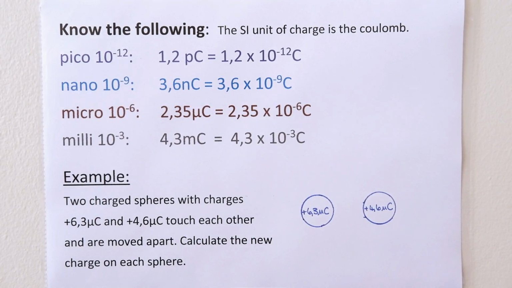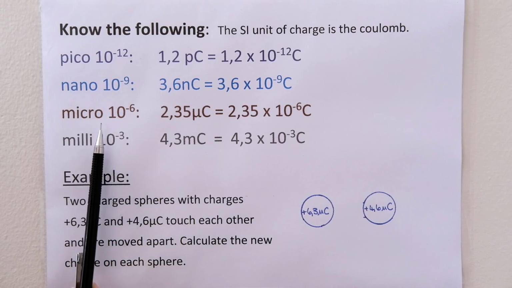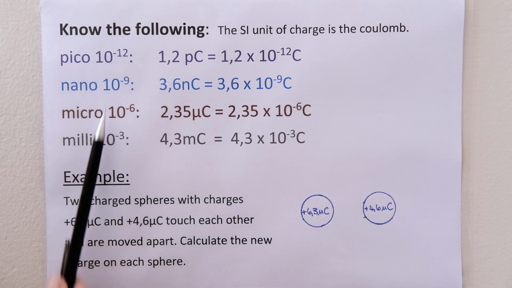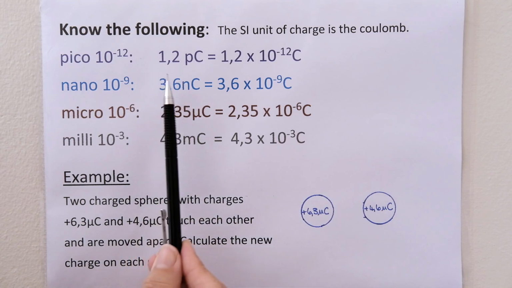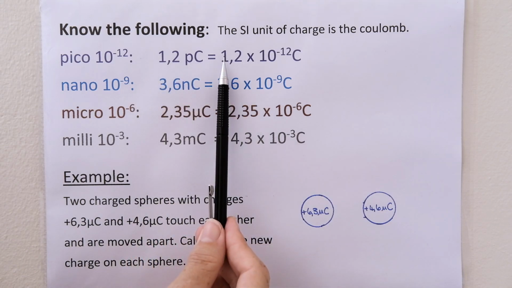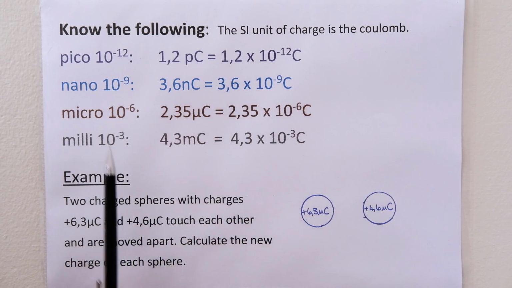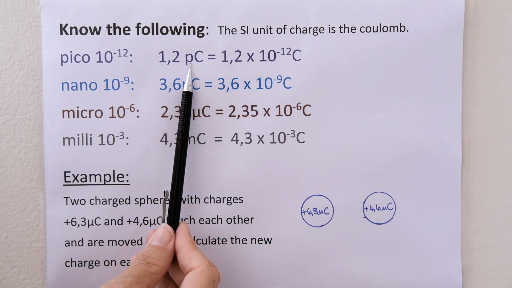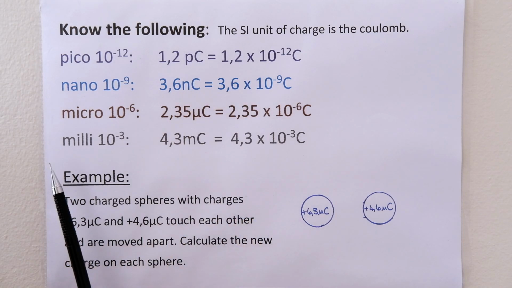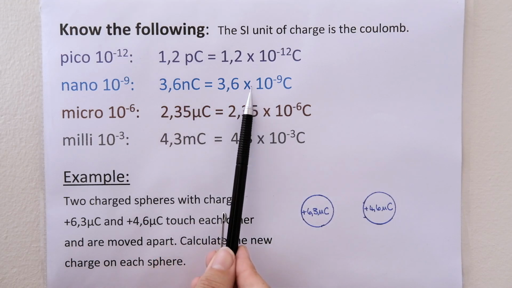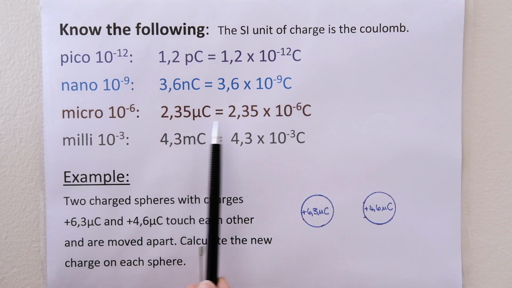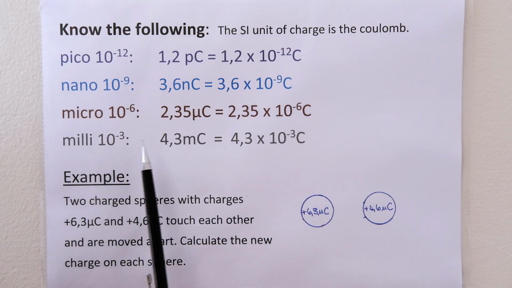As I said before, the SI unit of charge is the coulomb, and the symbol for that is a capital C. But they will give you charges in picocoulombs, nanocoulombs, microcoulombs, or millicoulombs. I've made a quick summary here for you. Please make sure that you know the following. So I'll just go through one of them. 1.2 picocoulombs is 1.2 times 10 to the negative 12 coulombs. All you do in the place of the small p, you say times 10 to the negative 12. In the place of an n, you would say times 10 to the negative 9. In the place of the micro, times 10 to the negative 6. And milli, in the place of the little m, you would say times 10 to the negative 3.